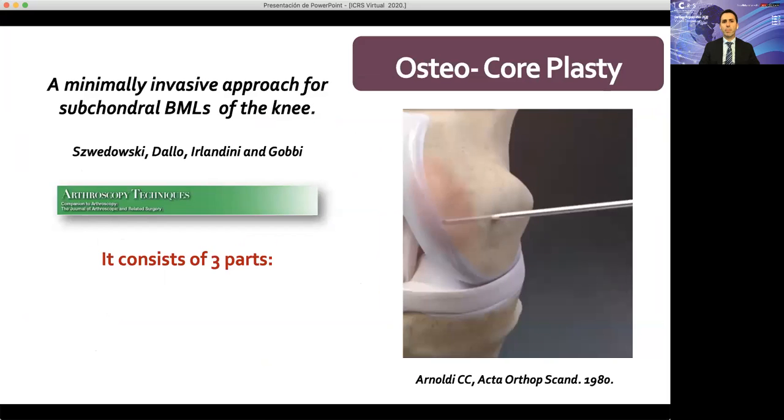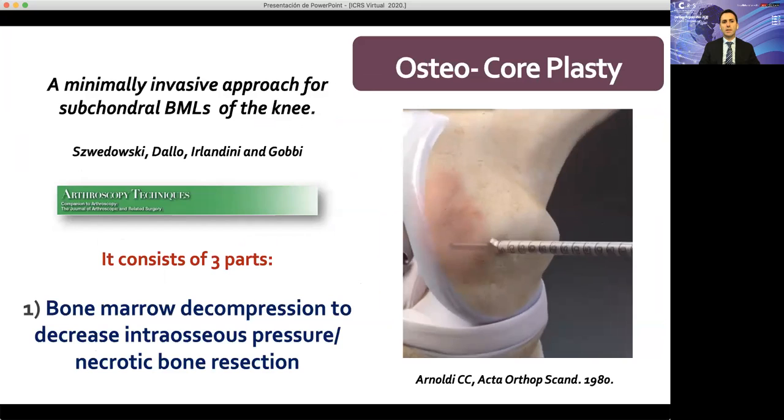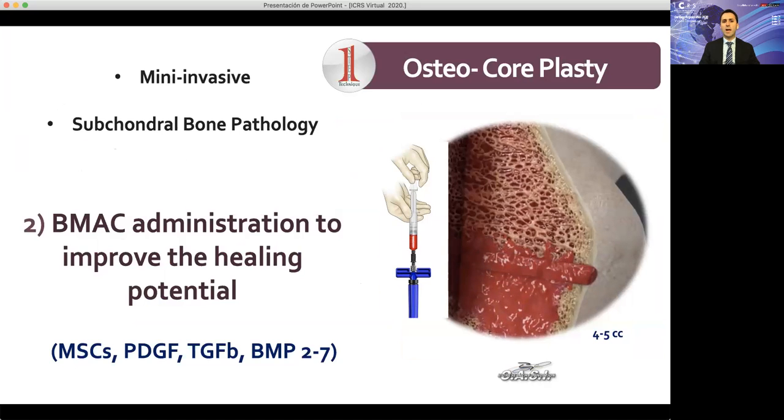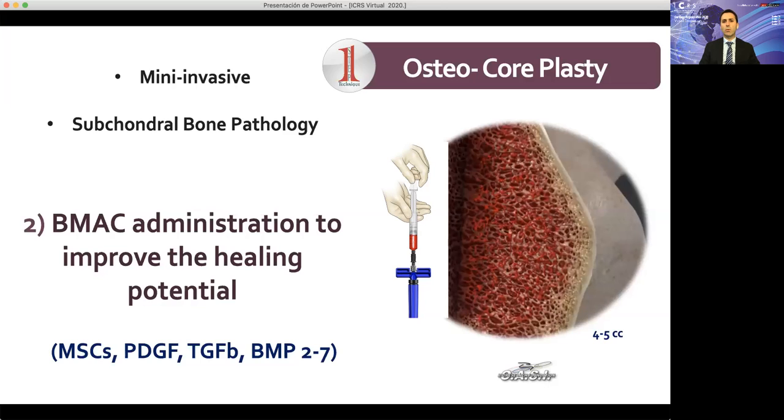So that's why Dr. Gobbi and the team tried to develop a new technique called Osteo-Core-Plasty, a minimally invasive approach for subchondral bone marrow lesions of the knee. This will be published this year in Arthroscopy Techniques, and it consists of 3 parts. The first part is the bone marrow decompression to decrease intraosseous pressure and necrotic bone marrow resection. The second part is the administration of the BMAC to improve the healing potential of subchondral bone through the medicinal signaling cells and growth factors and BMPs from the bone marrow.